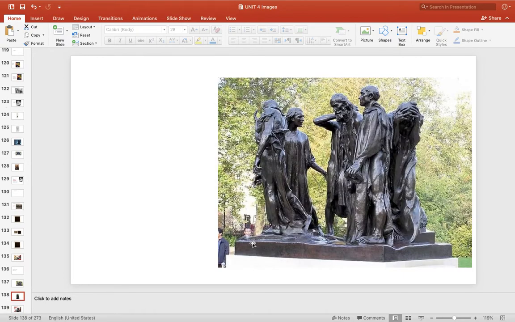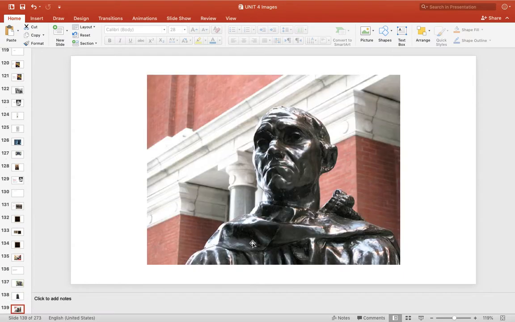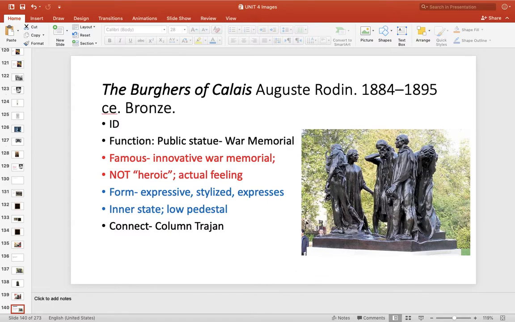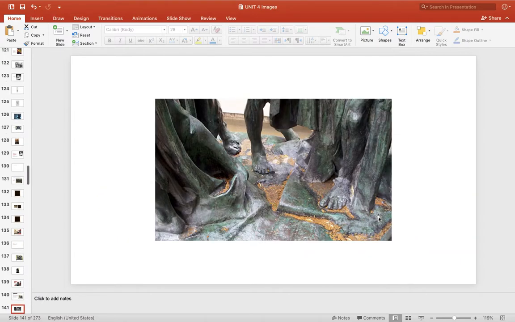Okay, Burghers of Calais, very important work here by Rodin. This one you want to know really well. The function, it's a public war memorial. It's famous because it's innovative. It's a very different kind of war memorial. It is not heroic. Also, the form, it's stylized, not naturalistic. Their bodies express their sadness. Very important work. Connect it to any historical work like Alexander Mosaic or Diego Rivera.